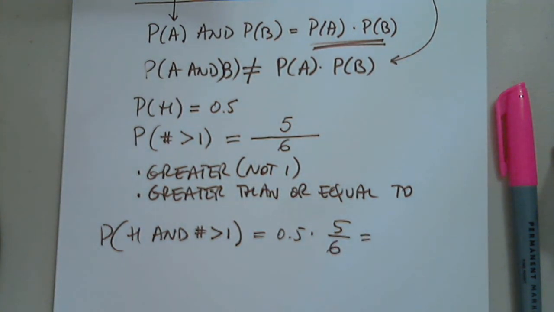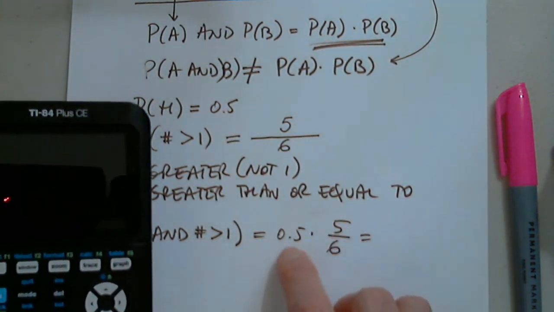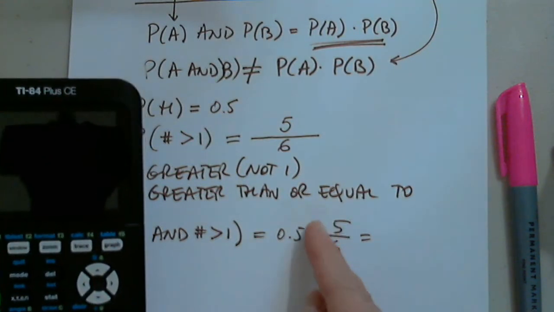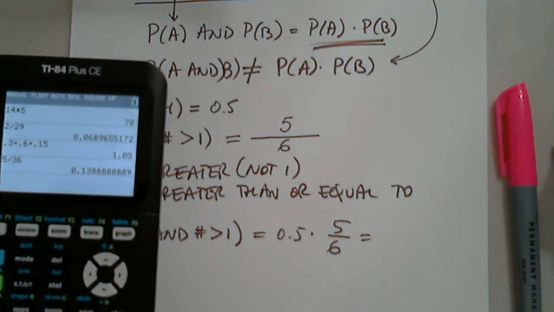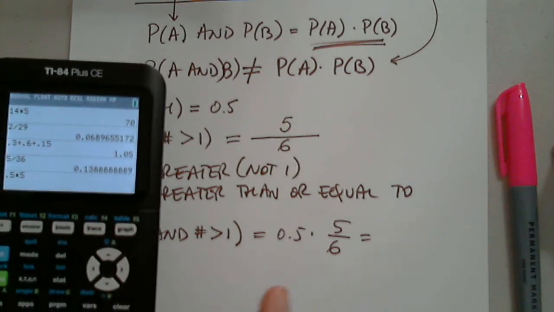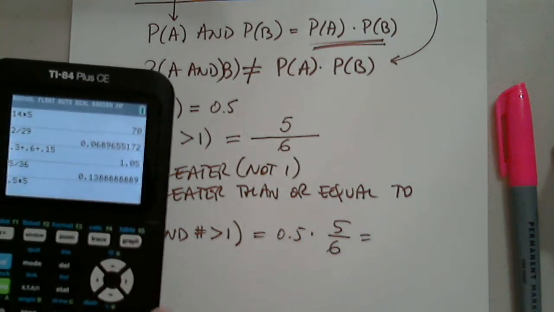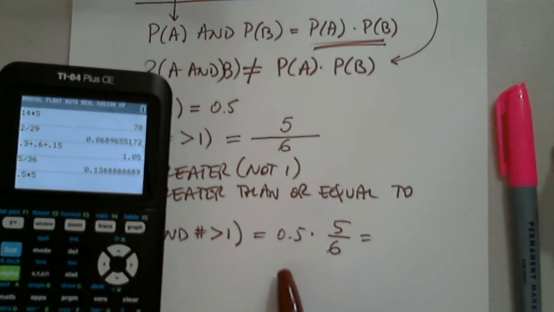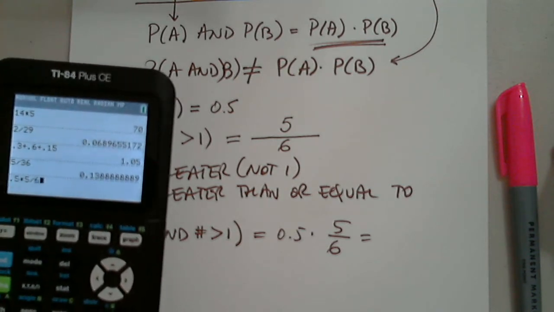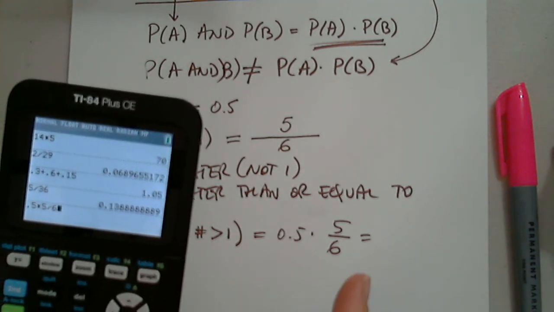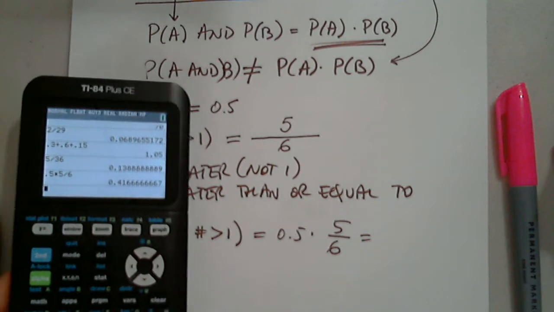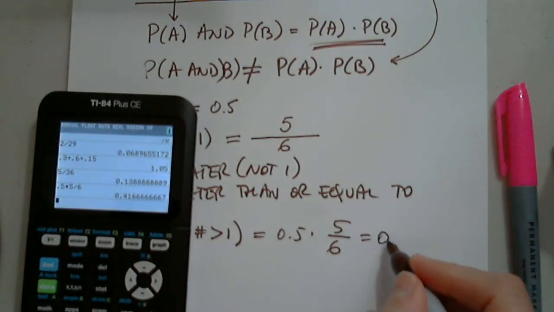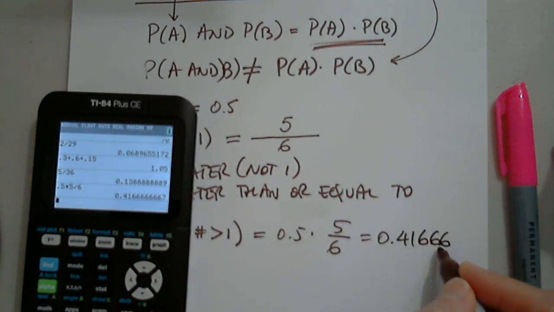Careful how you put it in the graphing calculator. You either multiply these two and then divide by 6, or you put parentheses. Be very careful. So 0.5 times 5, I can do that, multiply both the numerators because this is over 1, and then I divide by 6. So 0.5 times 5 divided by 6. And I got 0.41666.